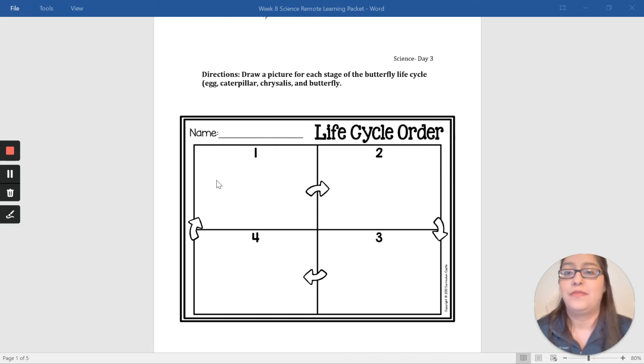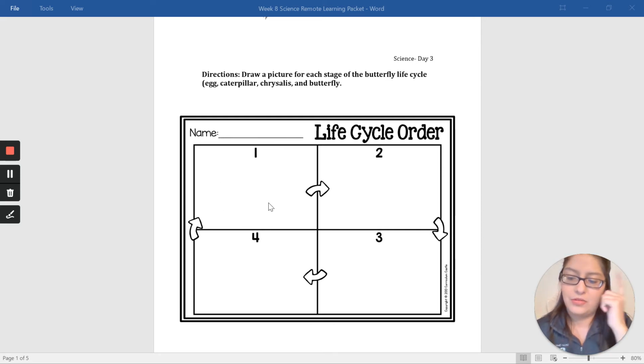So we have the egg, the caterpillar, the chrysalis, and the butterfly. So that's right. So for this day, we are going to think about the life cycle of a butterfly. So the 4 stages are, repeat after me, egg, caterpillar, chrysalis, and butterfly. Very good. So let's point to the first box right here.